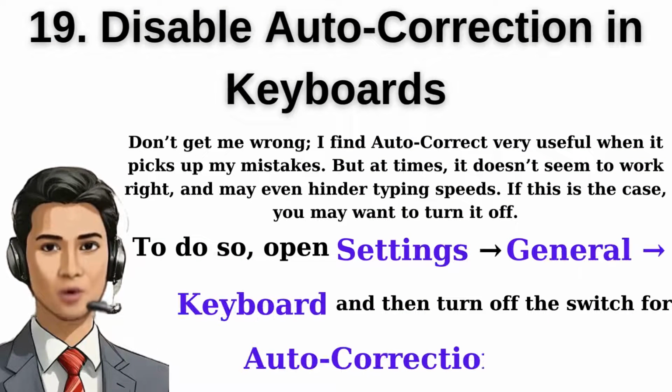19. Disable autocorrection in keyboards. Don't get me wrong, I find autocorrect very useful when it picks up my mistakes. But at times, it doesn't seem to work right, and may even hinder typing speeds. If this is the case, you may want to turn it off. To do so, open Settings, General, Keyboard and then turn off the switch for autocorrection.